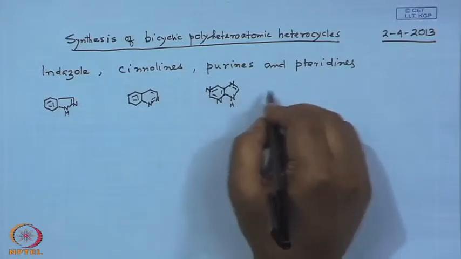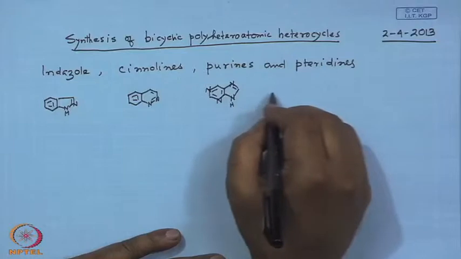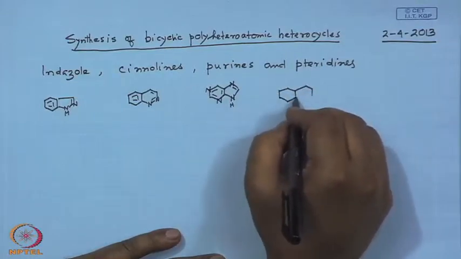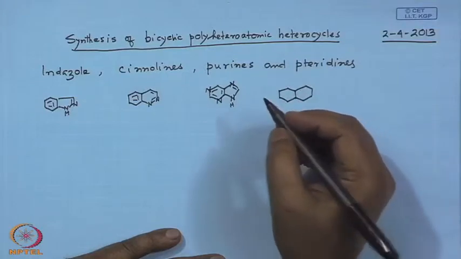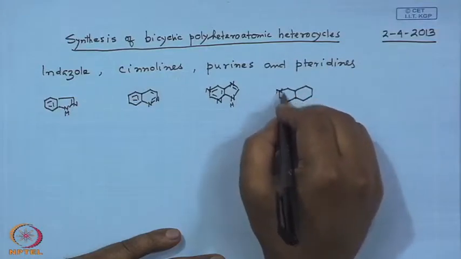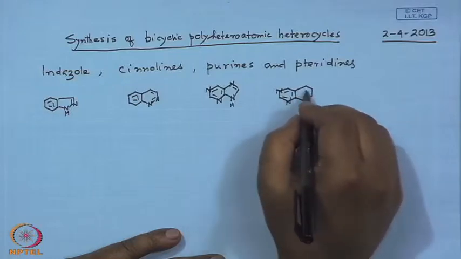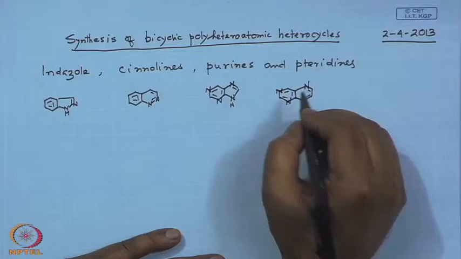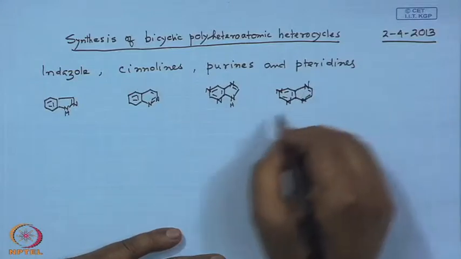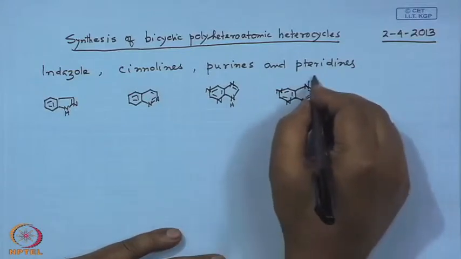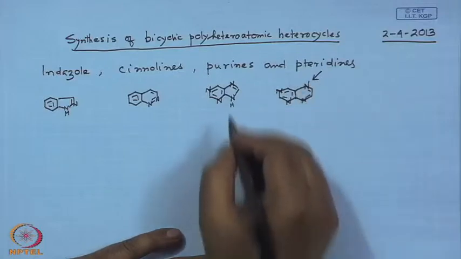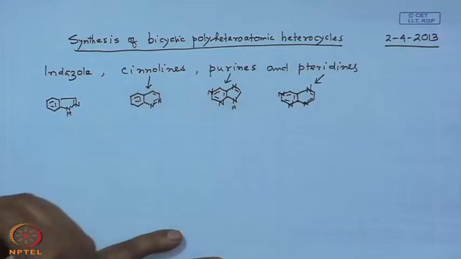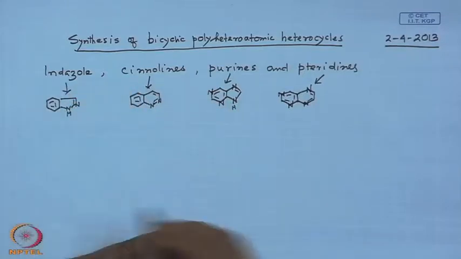So, this is an important nucleus, all of us know, and then the next most important is again a 6-membered ring fused with a 6-membered ring, but in this case you have a pyrimidine ring system, and then you have 2 nitrogens on these sides, and this is pteridines, this is purines, this is actually cinnolines, and this is indazoles.